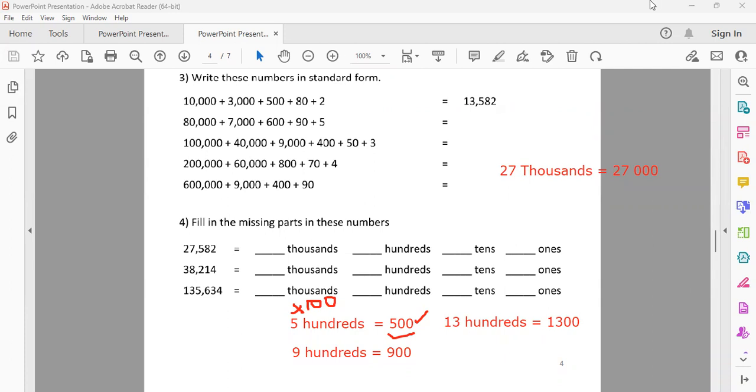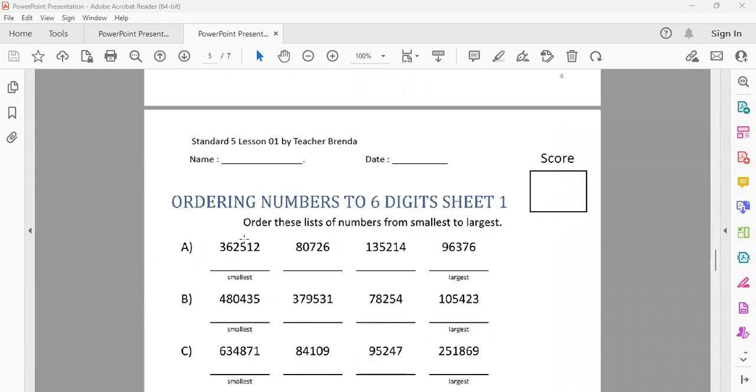But remember, again, ones, tens, hundreds, and this is the whole group of thousands. This is the whole group of thousands. There's 38,000 here. There's 135,000 here. Okay, so with that, you can complete page 4, question 4.